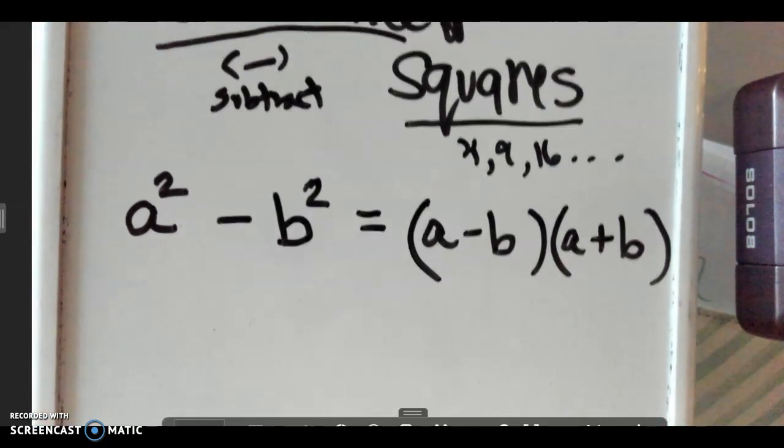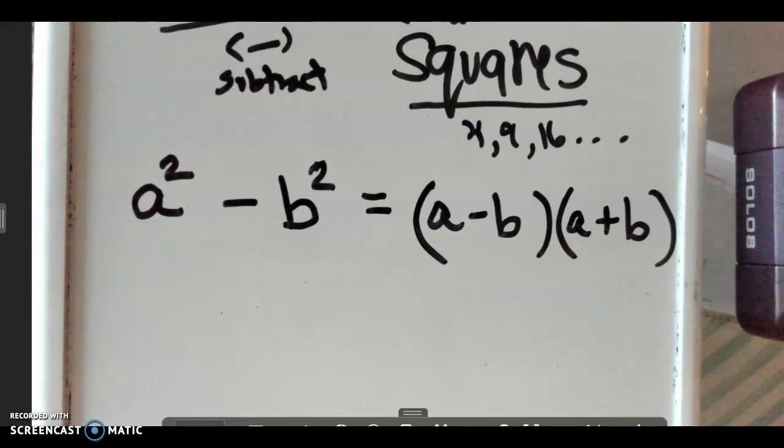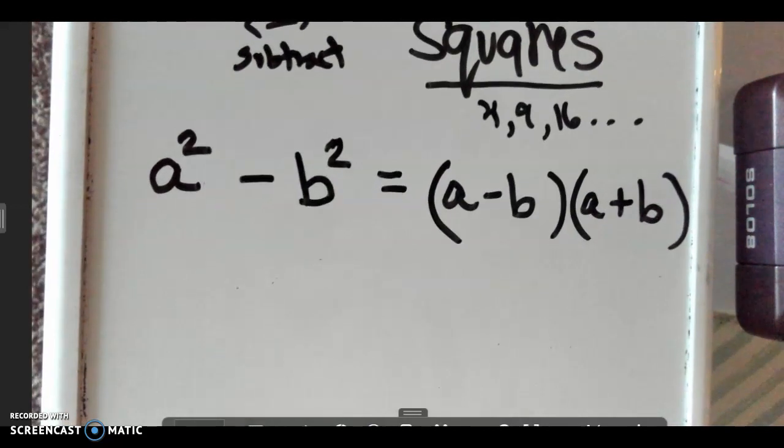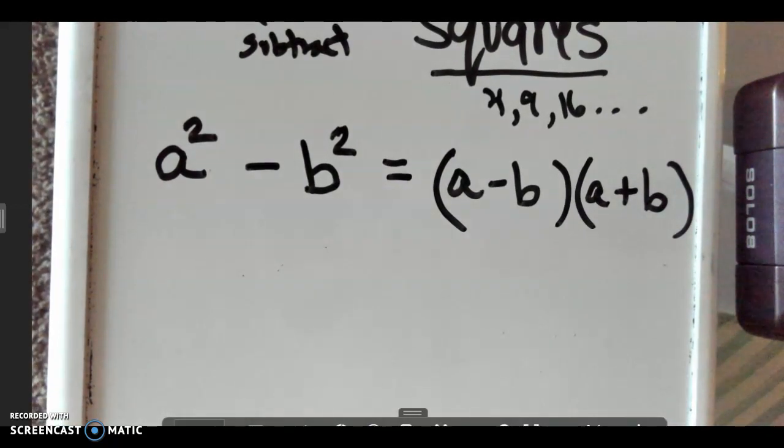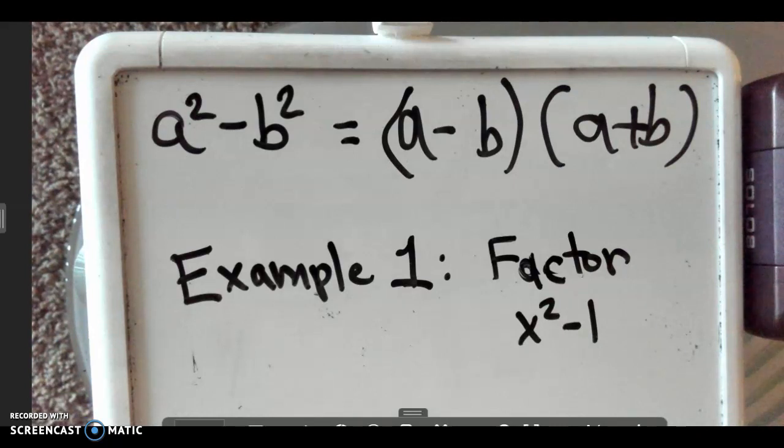So anytime you're given some difference of squares with actual numbers for a and b, we can factor it by using this formula. It creates a quick way for us to factor it and get the final answer. So let's go through a couple examples. Example 1, let's factor x squared minus 1.